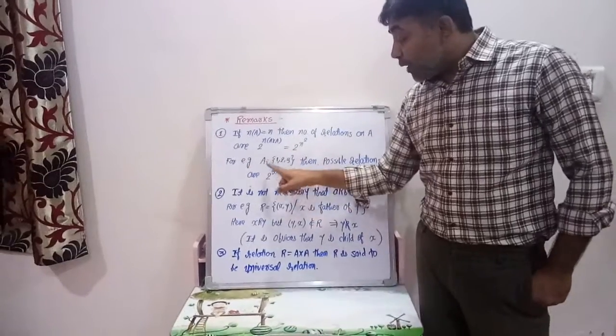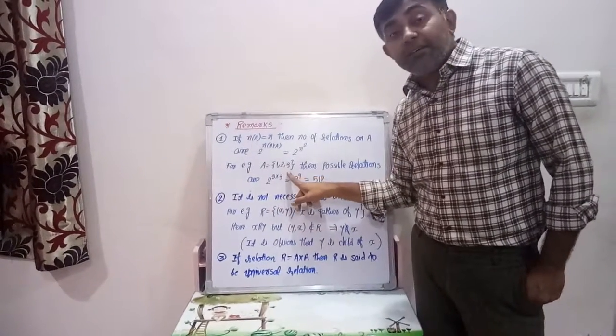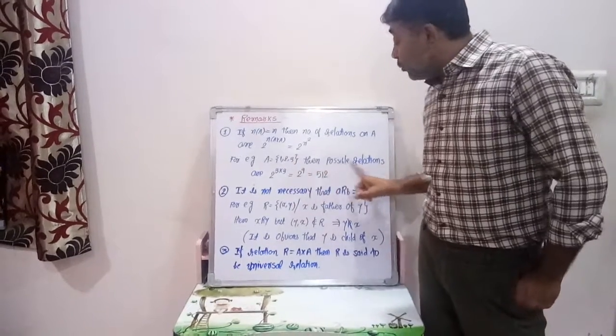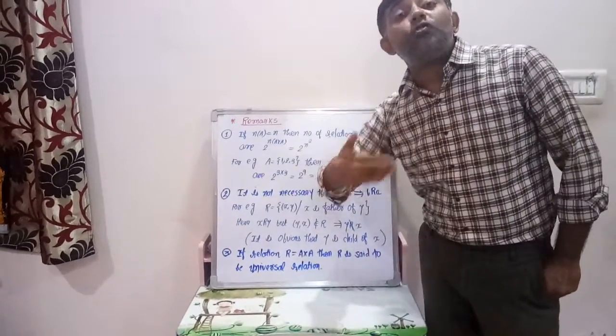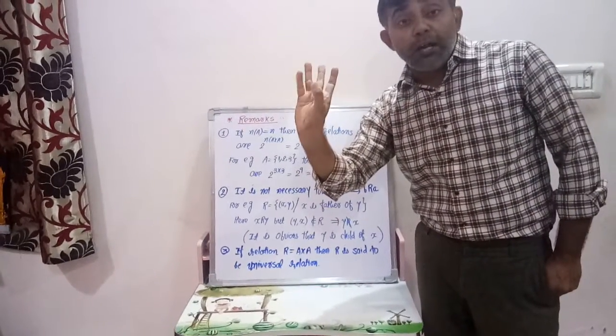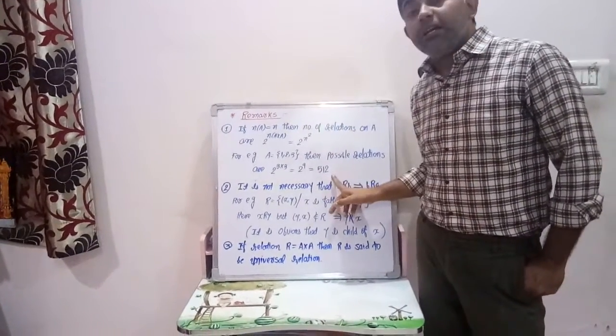For example, okay, I mentioned here A has 3 elements. See, this set has 3 elements, 1, 2 and 3. Then possible relations are 2 raised to 3 cross 3. It means 2 raised to 9. It means multiplying 2 nine times, 2 raised to 9, that is 512.